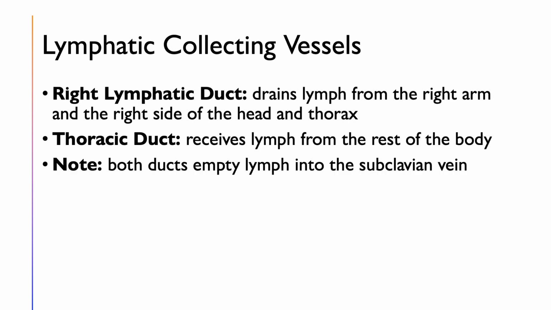Lymph is transported from the lymph capillaries through successively larger lymphatic vessels, referred to as lymphatic collecting vessels. Then, lymph is finally returned to the venous system through two large ducts in the thoracic region. The right lymphatic duct drains lymph from the right arm and the right side of the head and the thorax. The large thoracic duct receives lymph from the rest of the body.